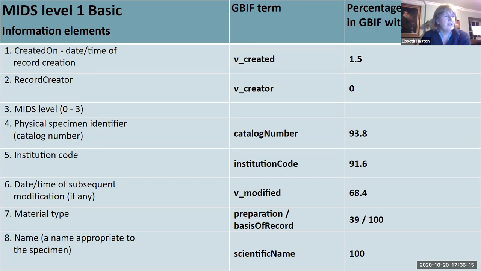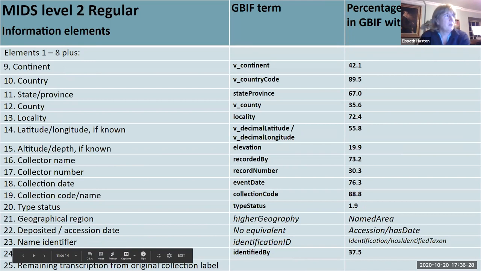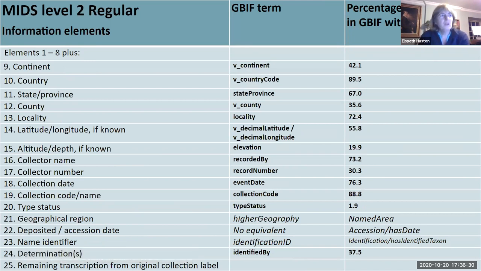So it's really the specimen metadata, the creation date and the modified date, that are slightly problematic within the GBIF data. For MIDS level two, the picture is quite interesting. Some of the elements are obviously seen as highly important and regularly captured and submitted to GBIF, some less so.